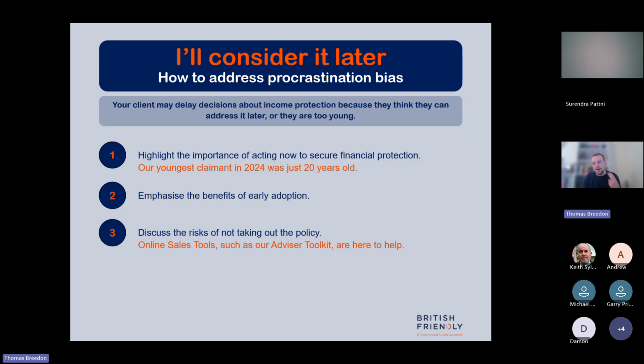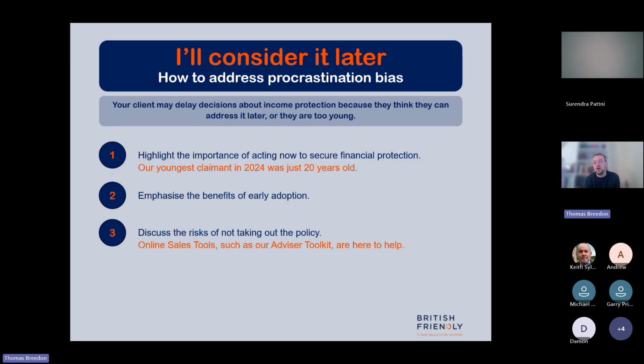Those two things I think are crucial: cheaper premium, and the healthiest you're probably going to be at that time when you want to talk about protection. So really important. Discuss the risk of not taking out the policy. Again, on our advisor toolkit, there's loads of sales aids which really home in on the idea about the risk of not taking out the policy.